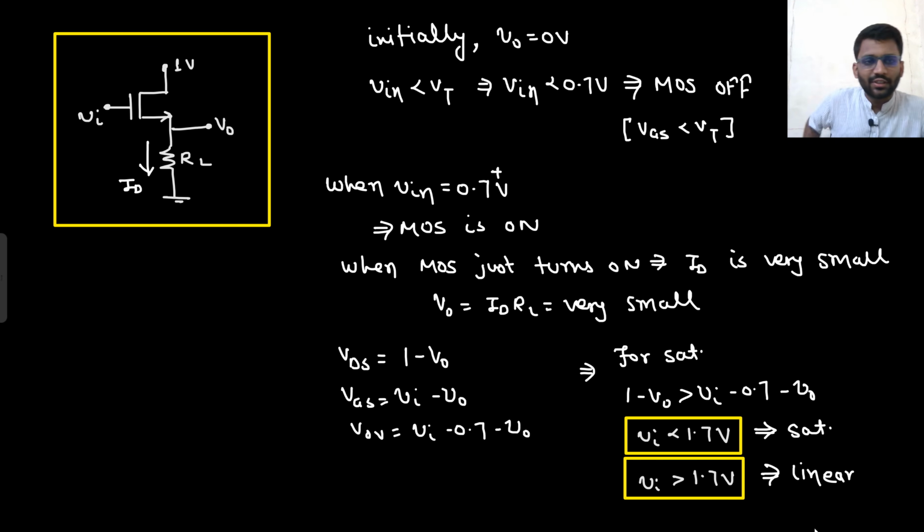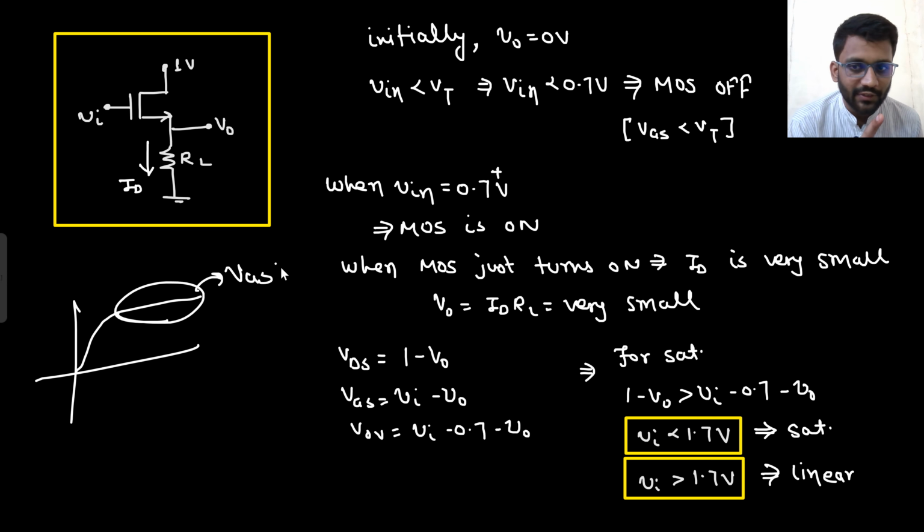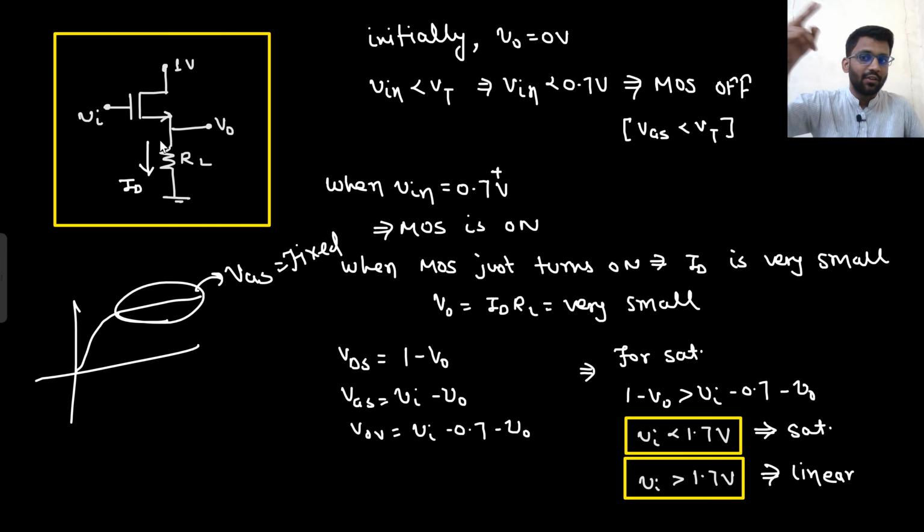Now since it is in saturation region, the current should be constant. Is that so? Because we have studied that in saturation region the current is constant, but the current is constant only for a particular VGS value. VGS value should be fixed. If your VGS value is fixed, then only the current will be constant. Here VGS value is not fixed, it is varying as V in minus V naught. So the current is not constant.